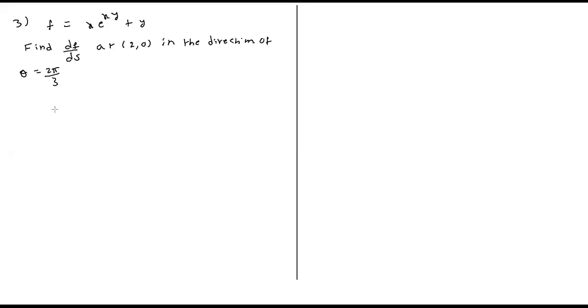So what it is asking about is the directional derivative at the point (2, 0). In what direction do you want it? In the direction of 2 pi by 3. 2 pi by 3 is nothing but 120 degrees, right? So 120 degrees means it will be something like this.